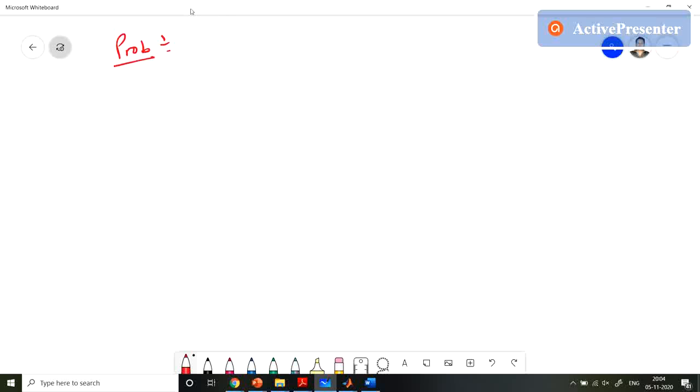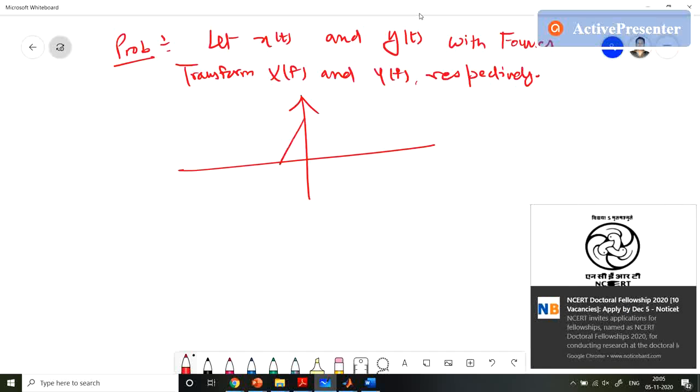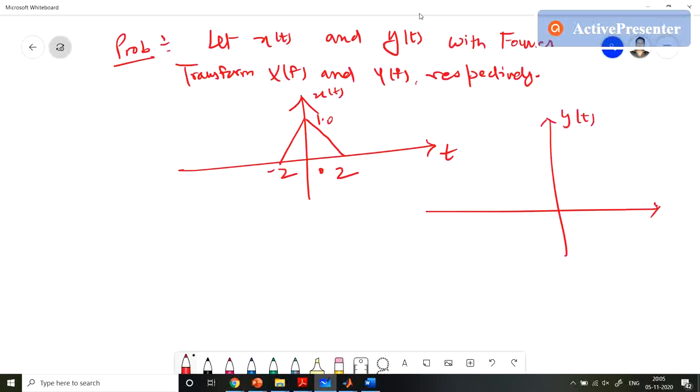So let us find out the Fourier transform. Let x(t) and y(t) have Fourier transforms X(f) and Y(f) respectively. This is x(t) and this is y(t).